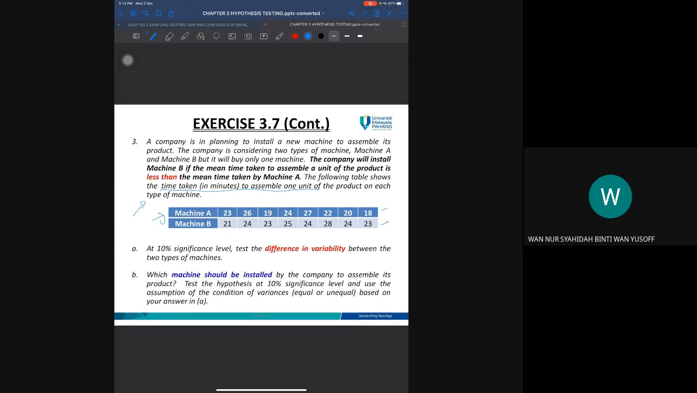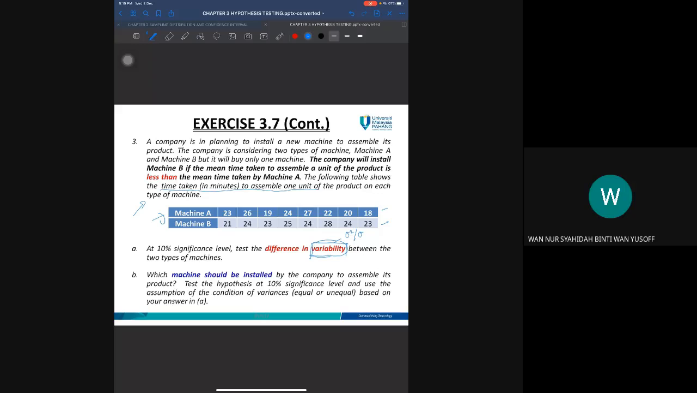So at 10% significance level, test the difference in variability between the two types of machine. We have the keyword variability here, which means the parameter you can write as sigma square or sigma. So it is clear that we have variability. The parameter related to variability will be either sigma square or sigma. Is it clear?